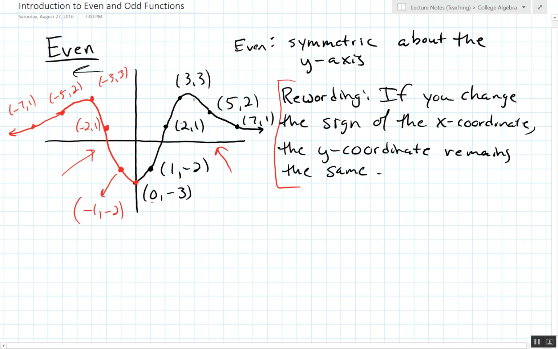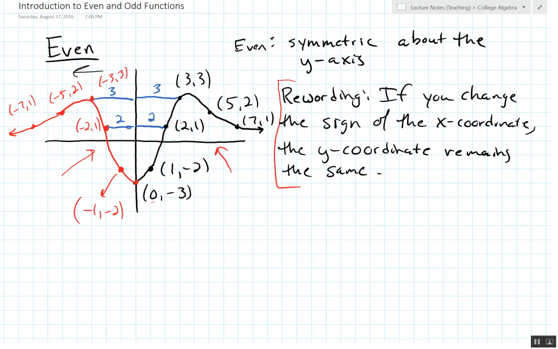Another way to think about symmetric is notice that the distance from the y-axis here is 2, and the distance from the y-axis is 2 here. So another way to think about symmetric about the y-axis is that the two points are equidistant from the y-axis. This point and this point are an equal distance, and if we look at this point, it's 3 from the y-axis. This one here is a distance of 3 from the y-axis too. So basically the y-axis cuts the mirror image right down the middle in half.